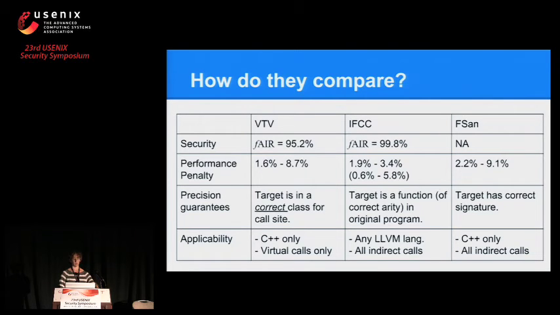FSAN, our tool, guarantees that the target of any indirect function call has the correct function signature, but it doesn't say anything about whether it was actually in the original program or not. Again, this is because it's not an enforcement mechanism, but a programmer tool.